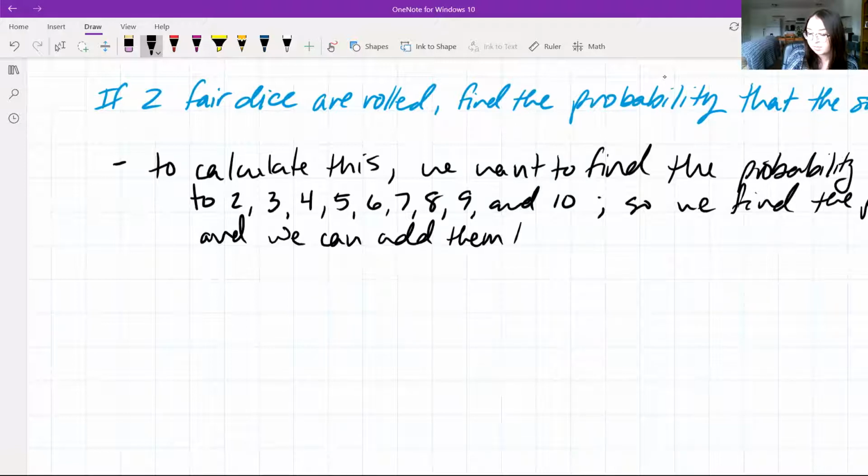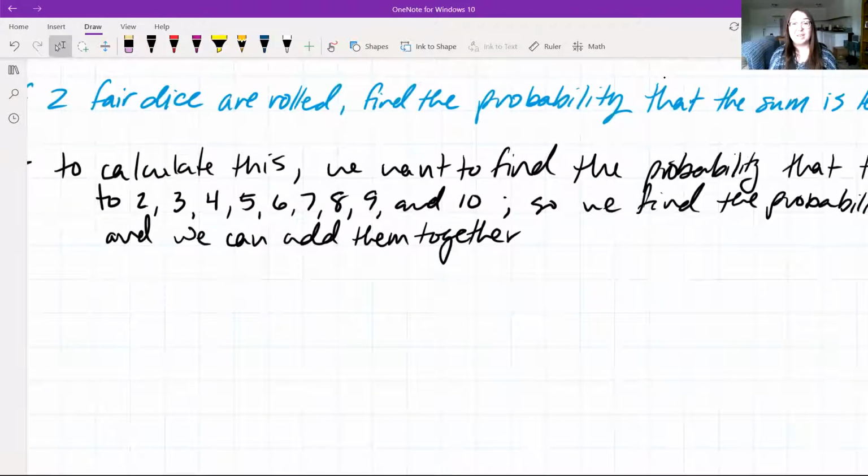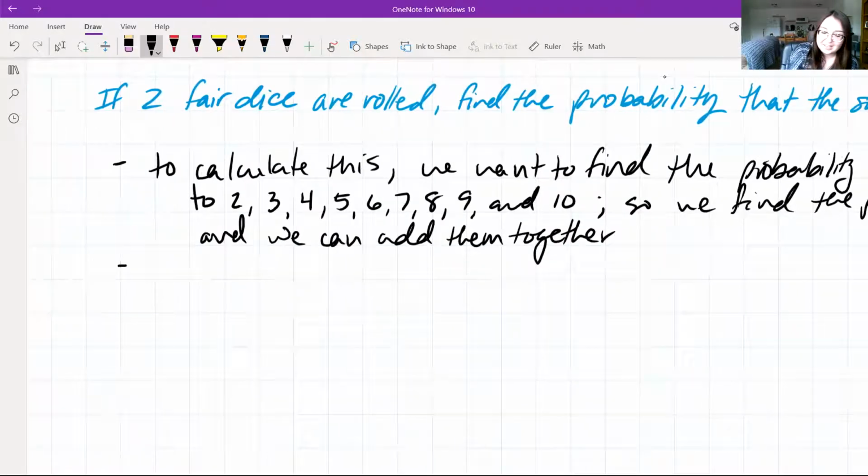And I'm sure finding the probability of the sum being 2 and 3 and 4 and 5 and 6 and 7 and 8 and 9 and 10 would just be so much fun, and you get so much practice. But that's a lot of work. We don't really want to put in that much work. So this would be a lot of work.